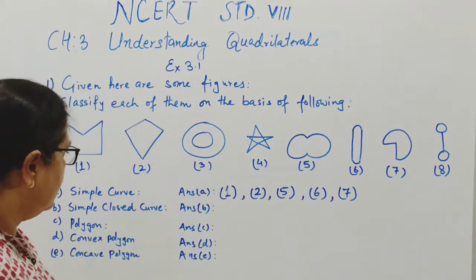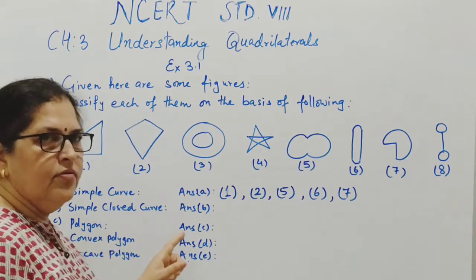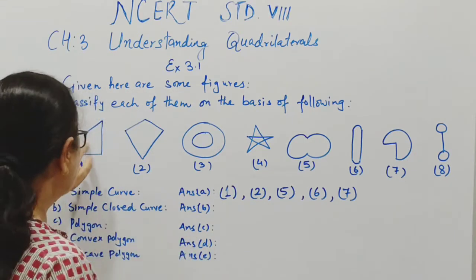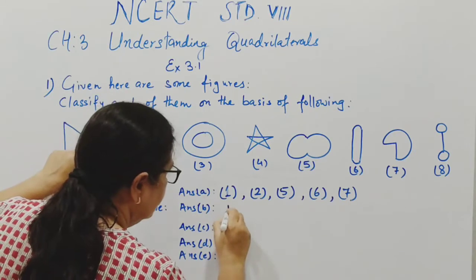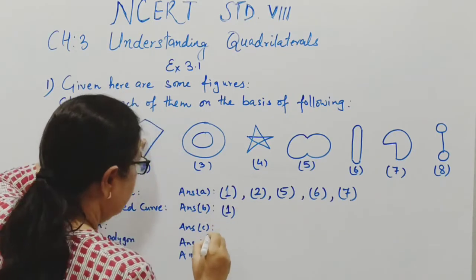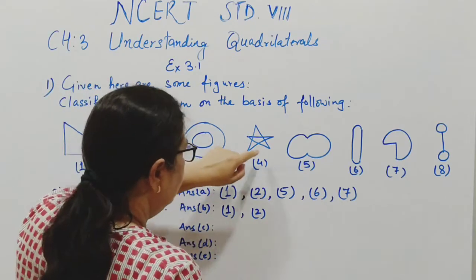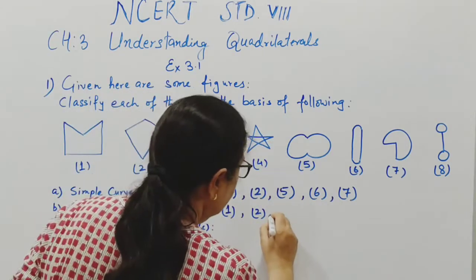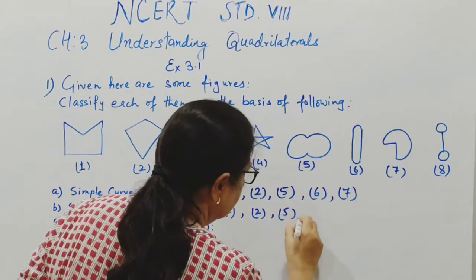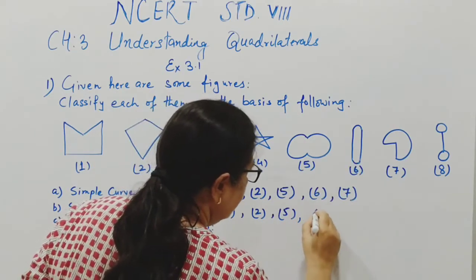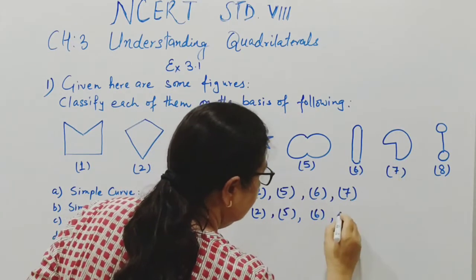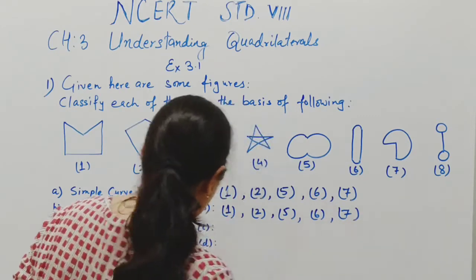Next, simple closed curve. Simple curve which is closed. So first one is simple as well as closed. Similarly, second one simple and closed. Third one not simple. Fourth one not simple. Fifth one simple and closed. Sixth one simple and closed. Seventh one simple and closed.